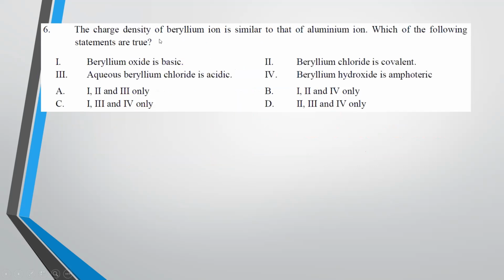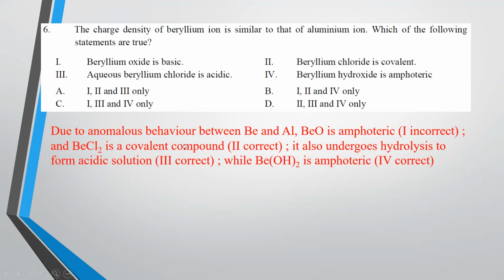Okay, so number 6. The charge density of the beryllium ion is similar to that of the aluminium ion. Which statement is true? Number 1, barium oxide is basic. No, beryllium oxide is amphoteric. Number 2, beryllium chloride is covalent, which is correct due to the high charge density, hence high polarizing power of the beryllium, that causes beryllium chloride to be a covalent compound. And then number 3, aqueous beryllium chloride is acidic, yes, because it undergoes hydrolysis in water. And then number 4, beryllium hydroxide is amphoteric, which is also correct. So the best answer in here is 2, 3, and also 4. So the answer is D.